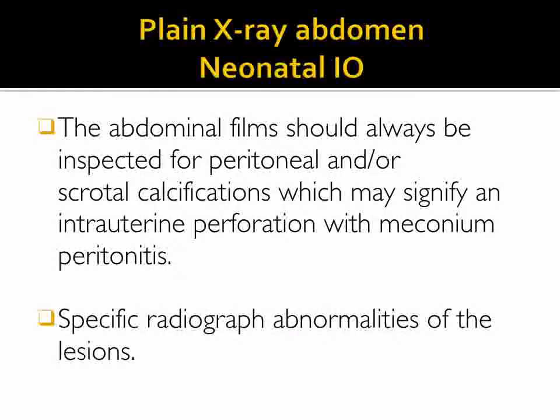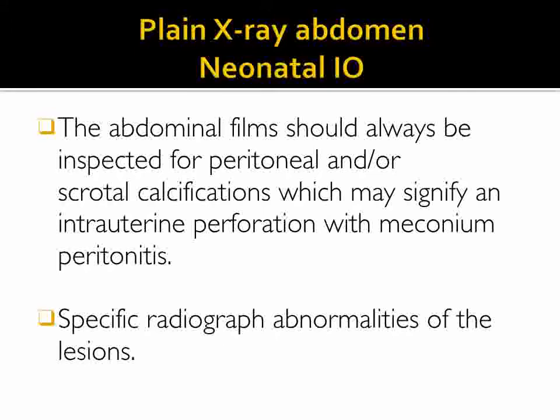The abdominal film should always be inspected for peritoneal or scrotal calcification. Peritoneal or scrotal calcification indicates that intrauterine perforation occurred, with meconium-induced chemical peritonitis of the intestine, and one of the dystrophic changes that occur with inflammation is calcification. So when we look at an X-ray of the abdomen, we look for calcification that may be present. The presence of calcification indicates meconium peritonitis.